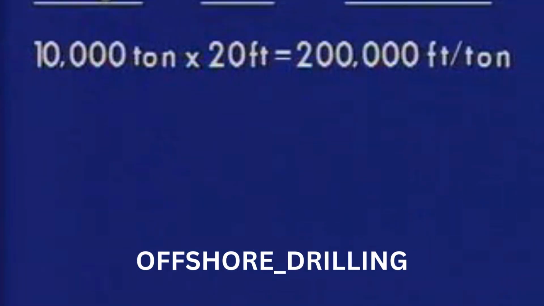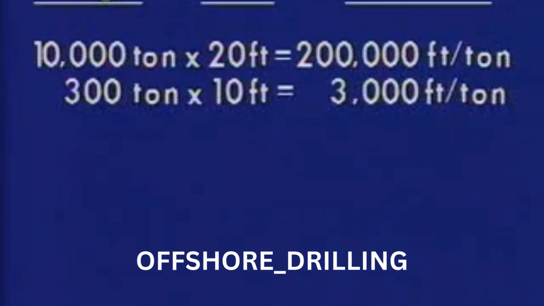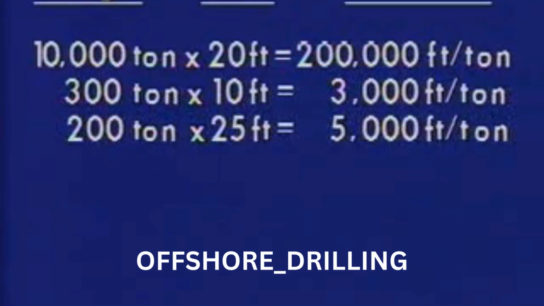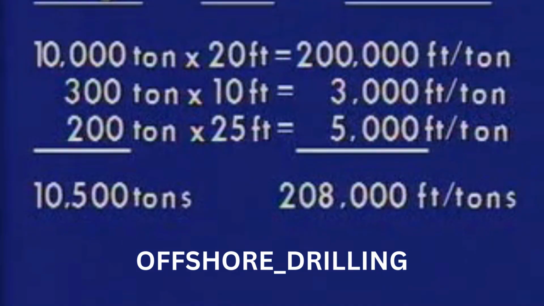The moments for the light ship are 10,000 tons times 20 feet, or 200,000 foot-tons. The moments for the 300 tons of cargo are 300 tons times 10 feet, or 3,000 foot-tons. The moments for the 200 tons of cargo are 200 tons times 25 feet, or 5,000 foot-tons. So the final moments are 200,000 foot-tons plus 3,000 foot-tons plus 5,000 foot-tons, which gives us a total of 208,000 foot-tons.